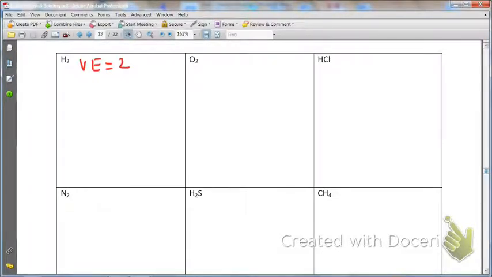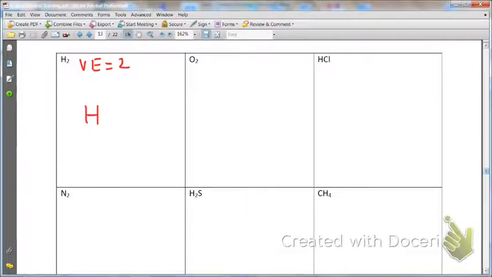So now I've completed rule number 1, so I'll go to step 2. Step 2 says determine the central atom of the molecule. The central atom is usually the one that needs the most electrons to fill its outer shell. Well, we have 2 hydrogens here. Both of them need the same number of electrons, so they're both essentially going to be bonded to each other. Alright, so they're both going to be our central atom.